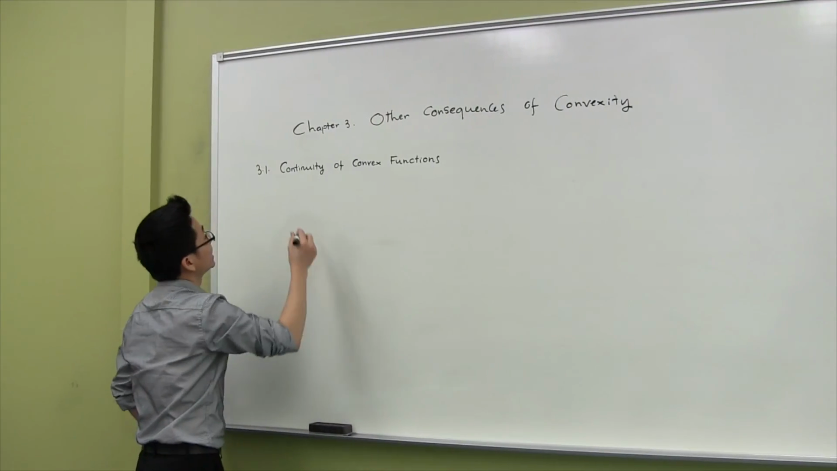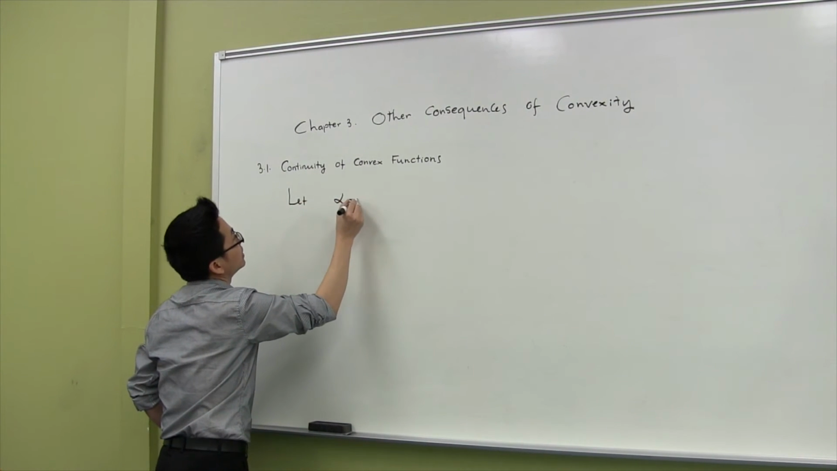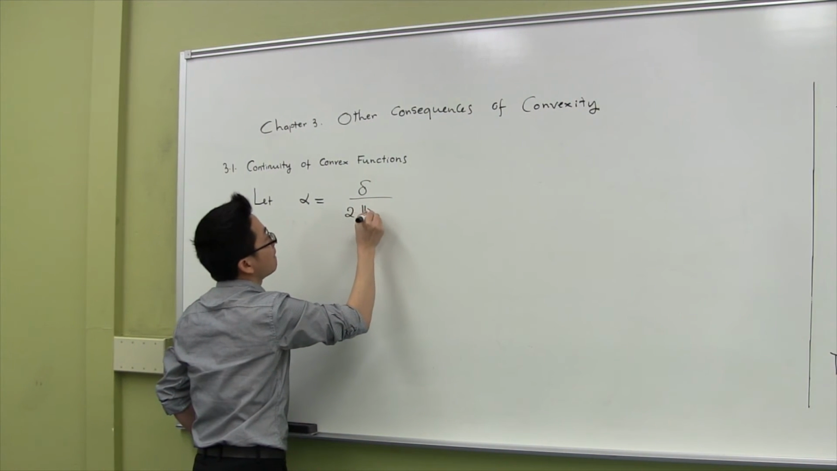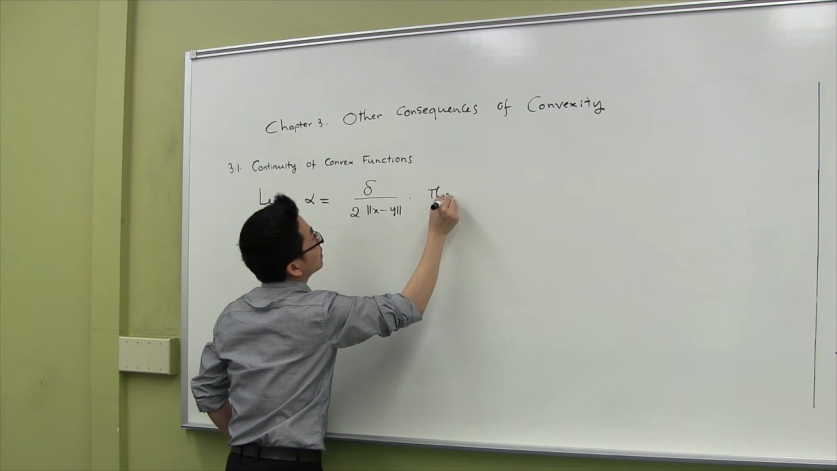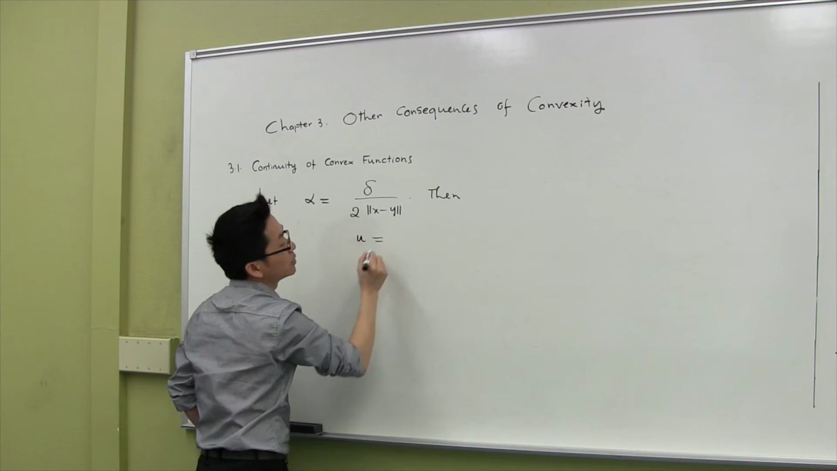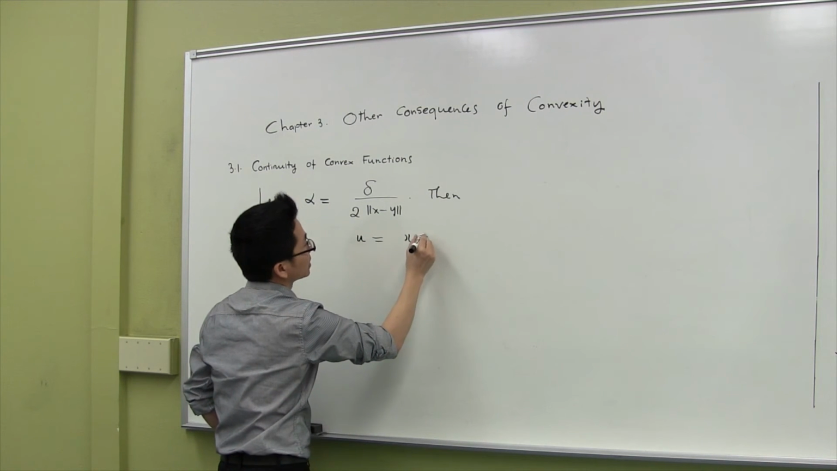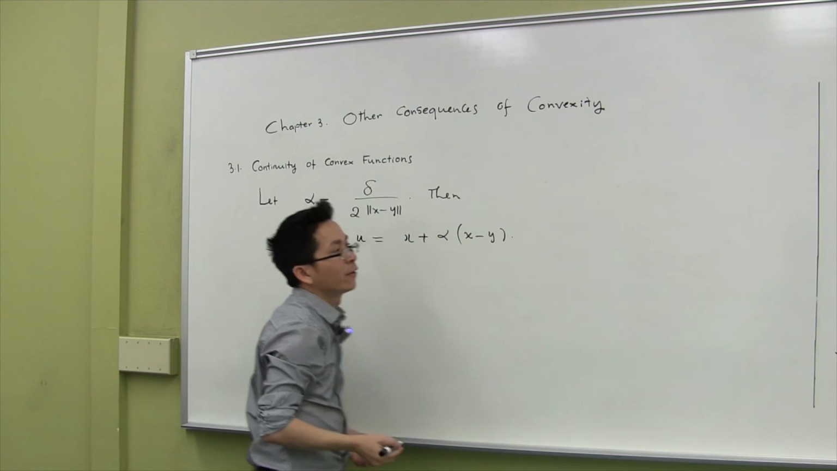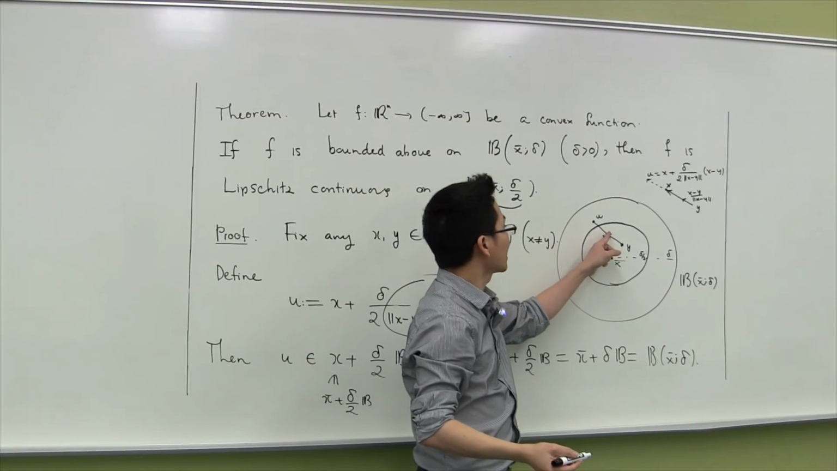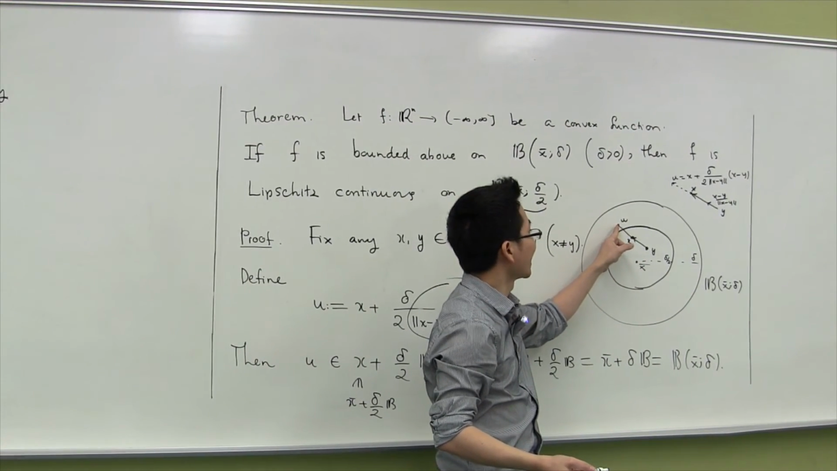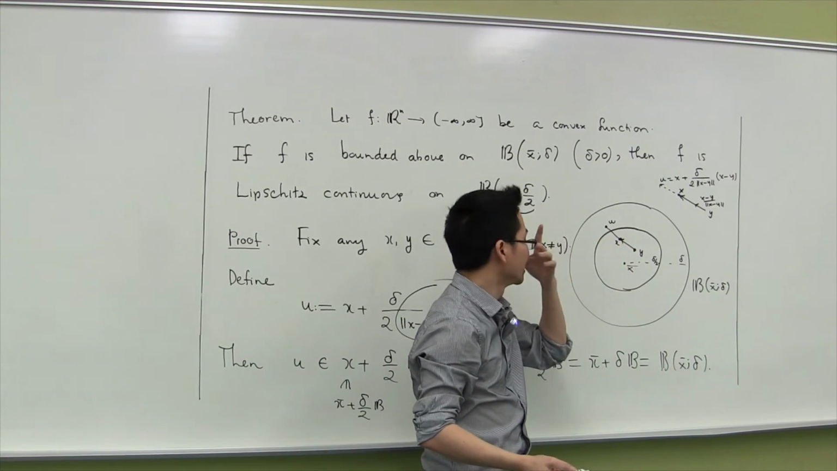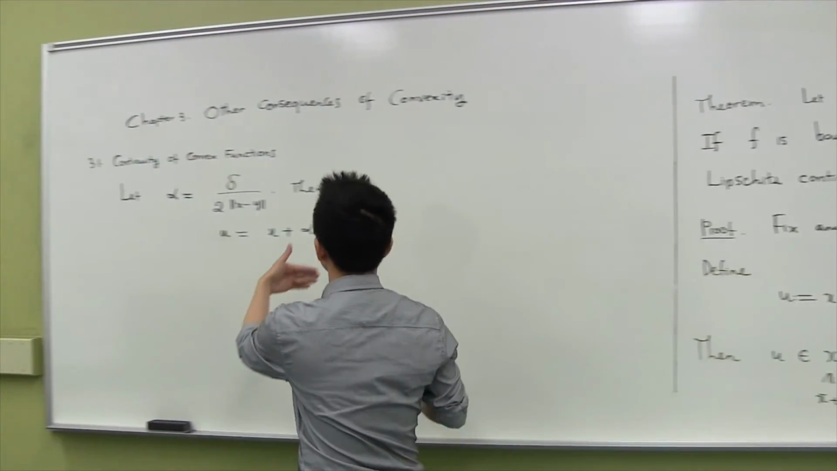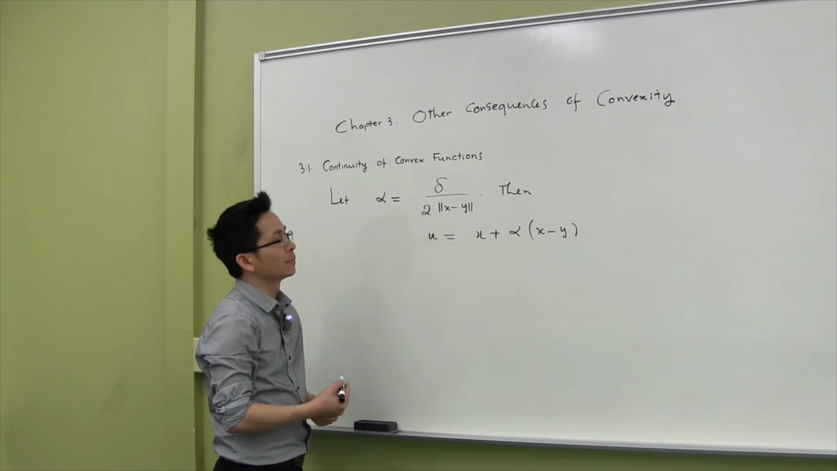Okay, so for simplicity, let alpha be delta over 2 times norm of x minus y. Then u has this representation: u is equal to x plus alpha times x minus y. From here you can see that x is a point in the line segment connecting u and y. So x can be represented as a convex combination of u and y. So from here we can write down that representation.